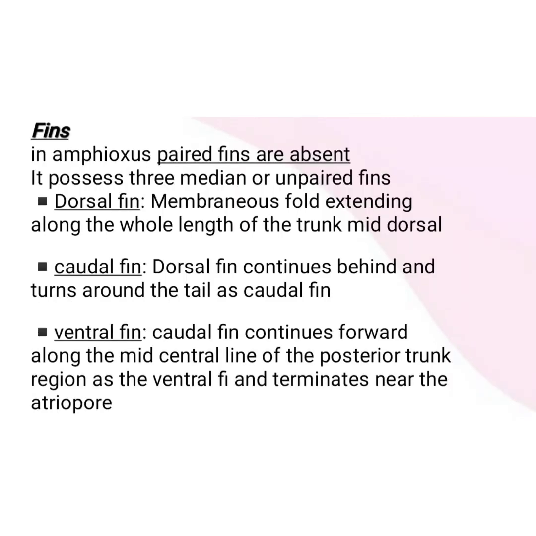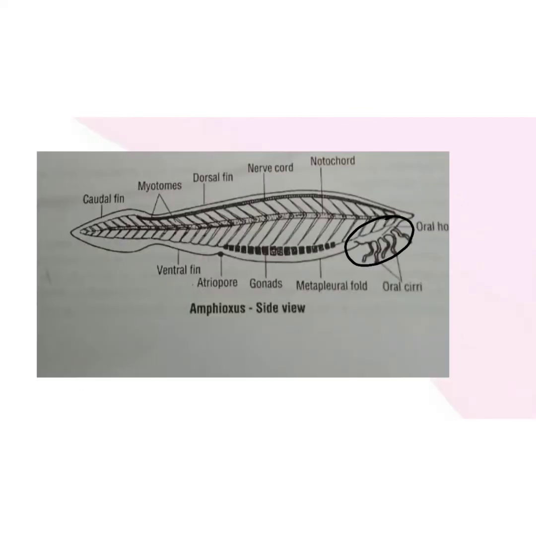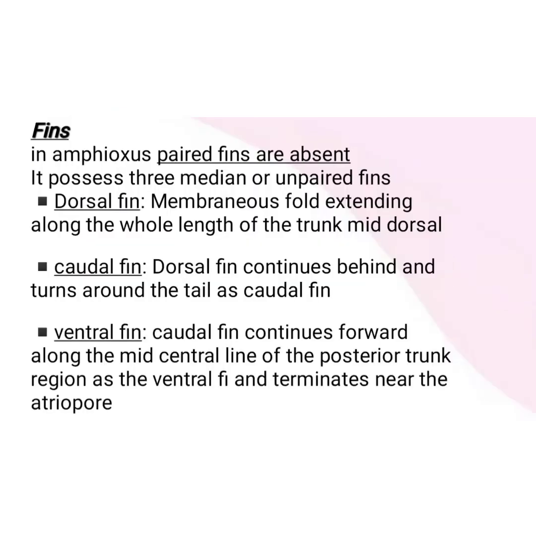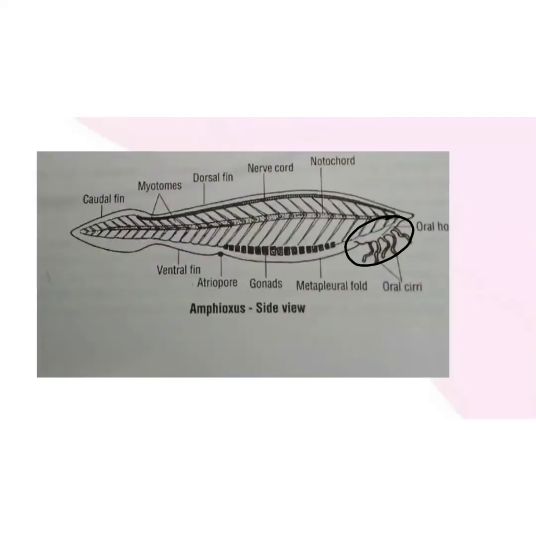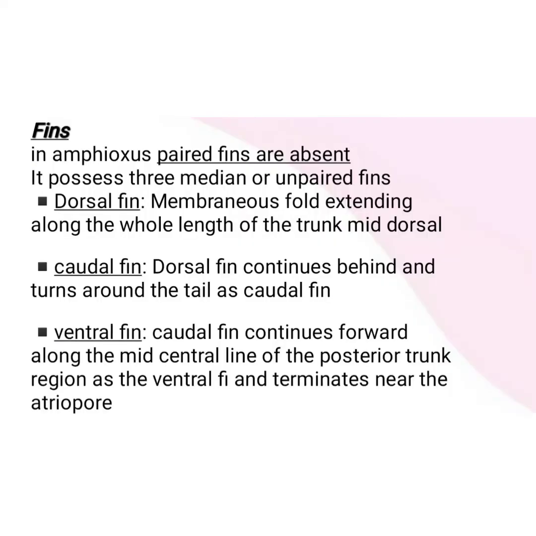We already said that Amphioxus is a fish-like animal. Unlike fishes, paired fins are absent in them. They possess three median or unpaired fins. They are dorsal fin, caudal fin and ventral fin. Dorsal fin is the membranous fold extending along the whole length of the trunk mid-dorsally. We can see dorsal fin in this figure. And the caudal fin. We can see the dorsal fin from this figure.